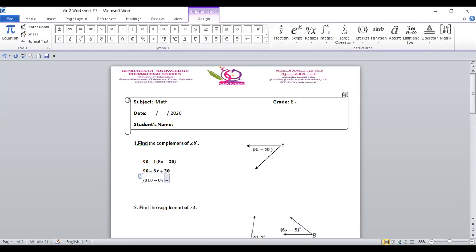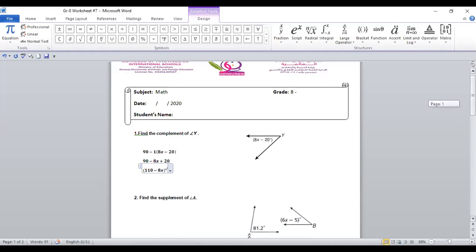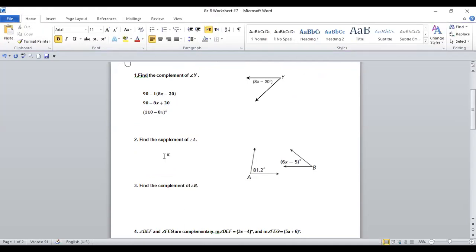When they say just find the measure complement or the supplement, and they have given you the angle measures in this form, in a variable form, you just have to do this. Okay, it's easy. Now let's go to question 2.